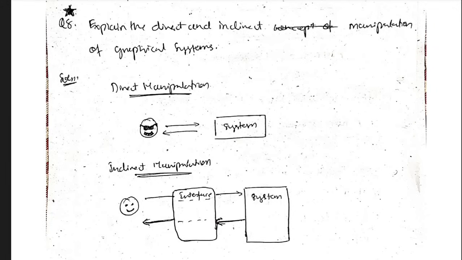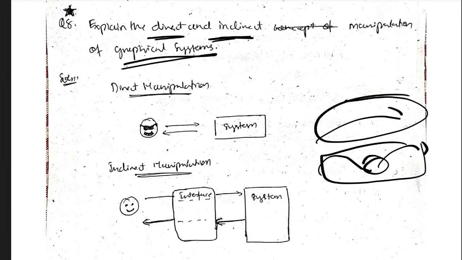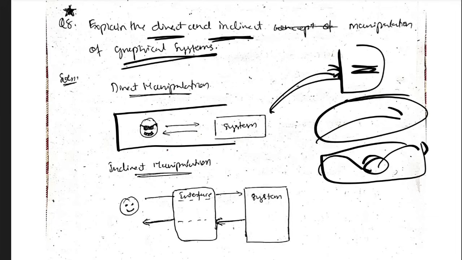Moving on, we have the next question: explain direct and indirect manipulation of graphical systems. What is direct and what is indirect? Direct means sudden. Indirect means not sudden: in between something will happen, then the final thing will happen. So in direct manipulation, you will directly interact with the system's features. There will be no buttons or anything. You will directly interact with the system. That is called direct manipulation.